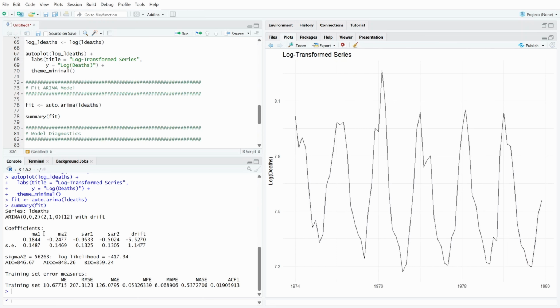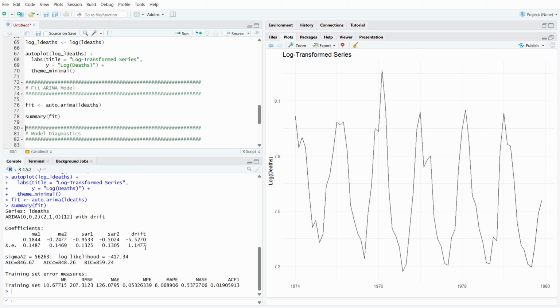Now let's break down the key parameters. MA1 and MA2, these describe how recent unexpected changes influence current values. SAR1 and SAR2, these are seasonal effects, how values from previous years influence the current year. Drift equals minus 5.53. That negative drift is especially interesting. It means on average deaths are decreasing slightly over time, by about 5 to 6 deaths per month after accounting for seasonality. This aligns with what we saw in the trend component earlier, a slow improvement over time, possibly due to better treatment, prevention, or environmental changes.